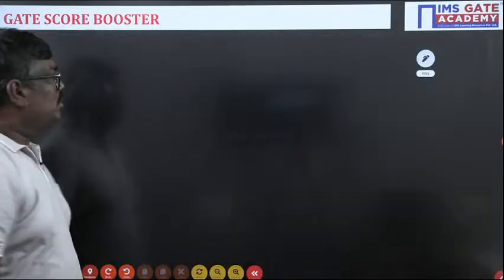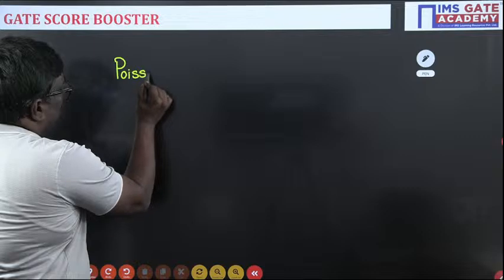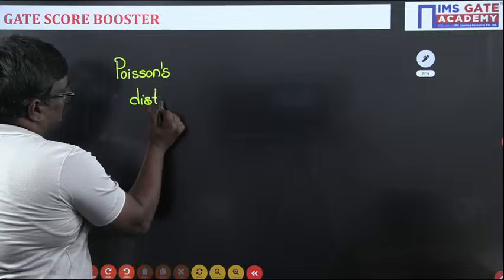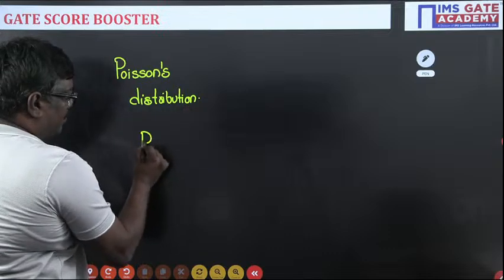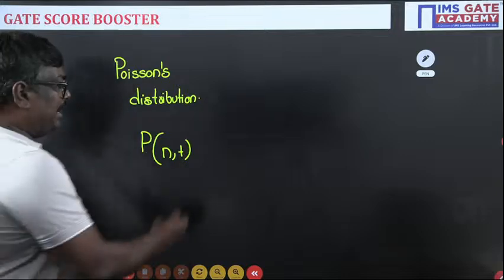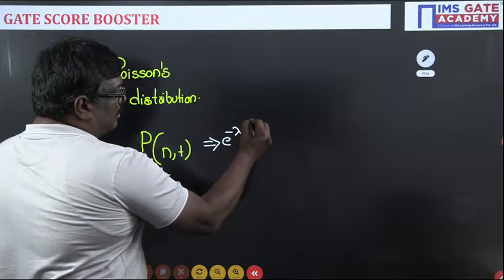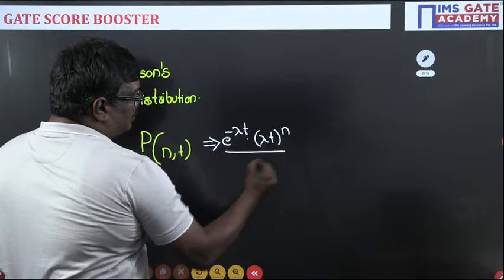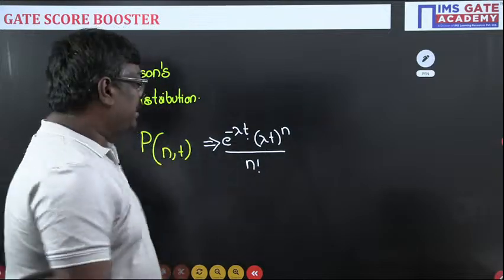Sir, we have Poisson's distribution. So, if you talk about the probability of number of vehicles for a time t, P_n(t) can be written with the formula e power minus lambda t, into lambda t power n, upon n factorial. Now, my dear students, what is lambda here?